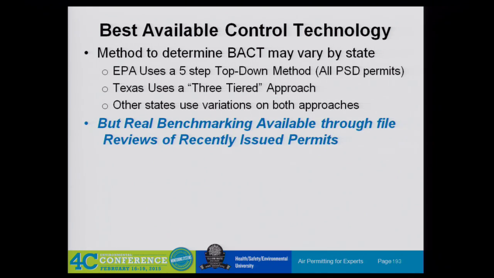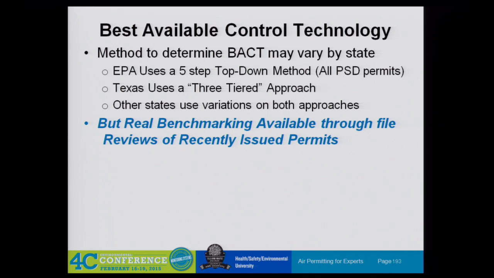Keep in mind, we'll have this up here over and over again: the real benchmarking is through the file reviews of recently issued permits. Whatever your step-down analysis is, the agency is always going to come back to that: we have a very similar source and they agreed to this as BACT, so that's our minimum standard for you. If you want to do better than that, fine, but since we already established this as BACT for them, that's what our expectations for you are going to be. And that's what you're going to have to build your argument against one way or another.